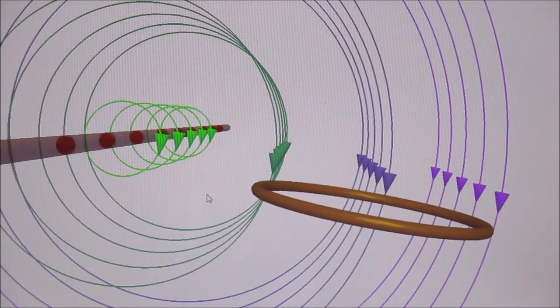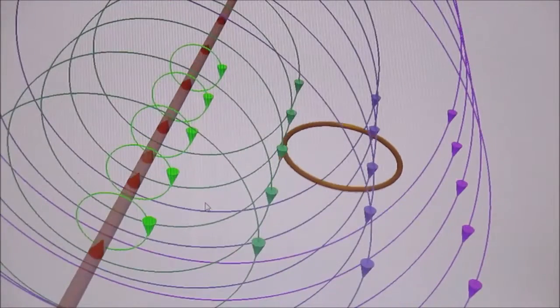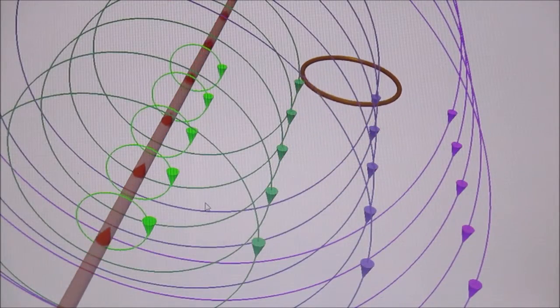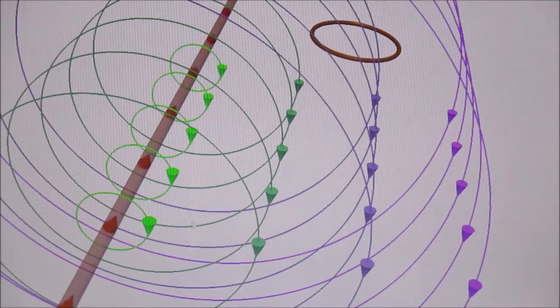Notice that we're pulling the loop parallel to the wire this time. The magnetic flux through the loop doesn't change, so no EMF is induced.